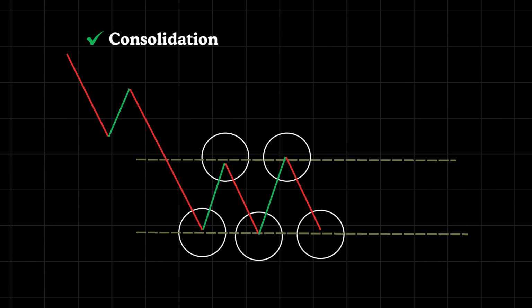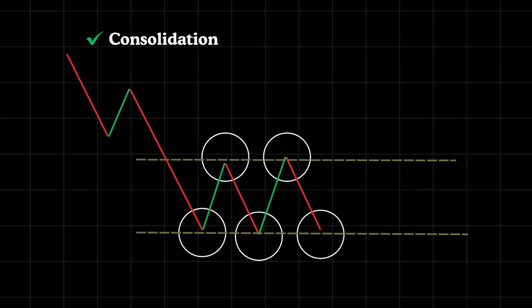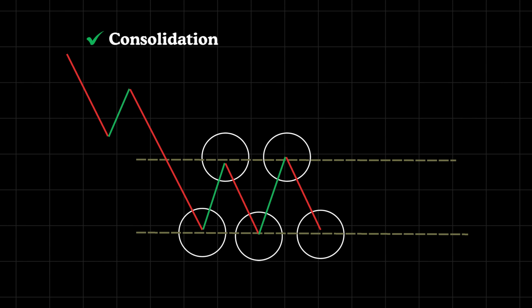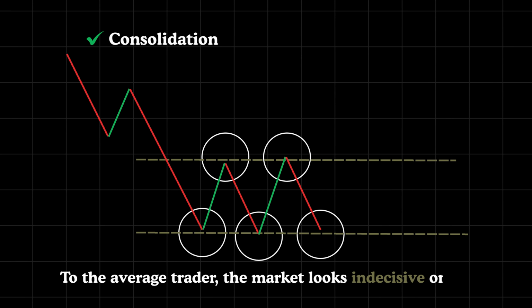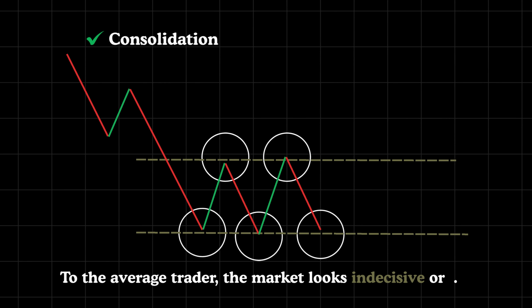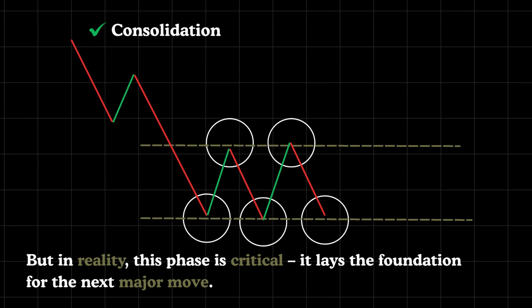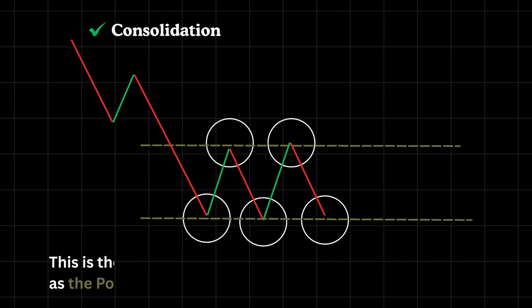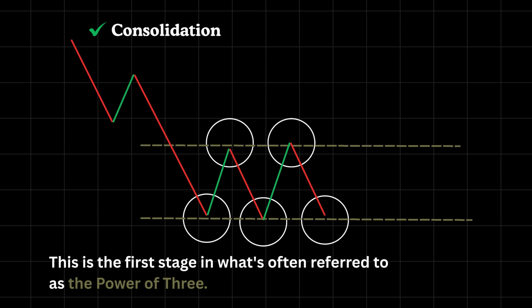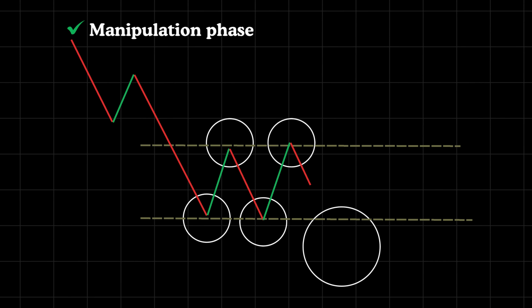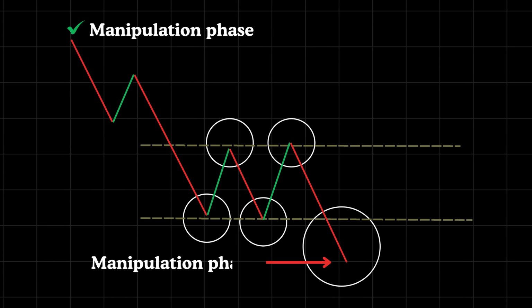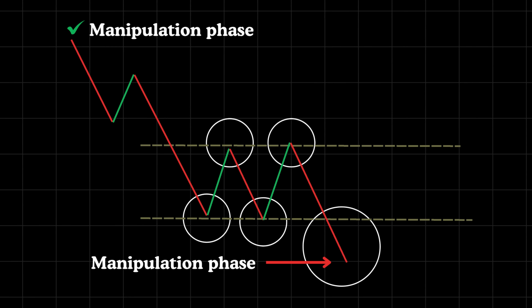In this stage, smart money starts accumulating positions subtly while price drifts sideways in a narrow range. To most retail traders, the market seems flat or indecisive, but this phase is key. It sets the groundwork for the upcoming big move and marks the initial stage of what's known as the power of 3.